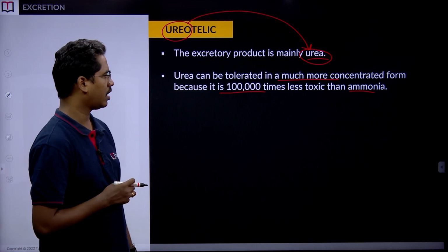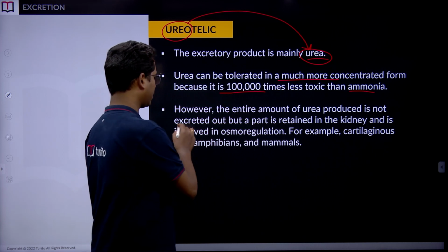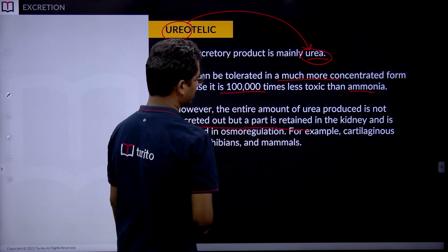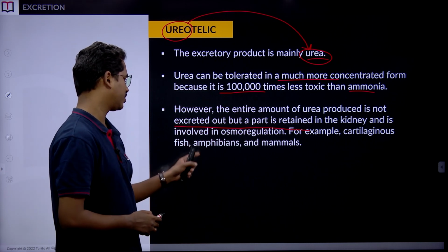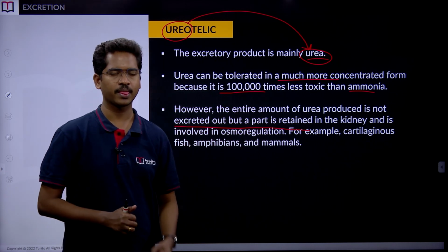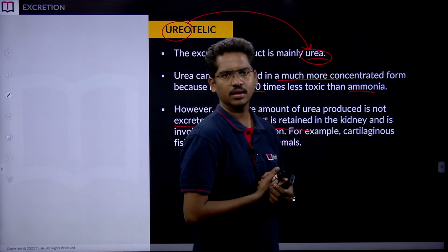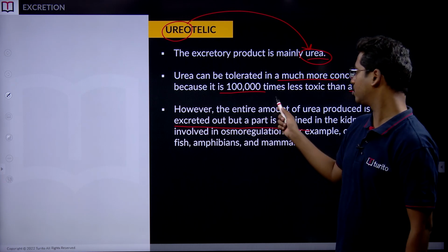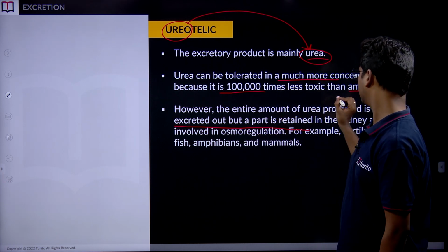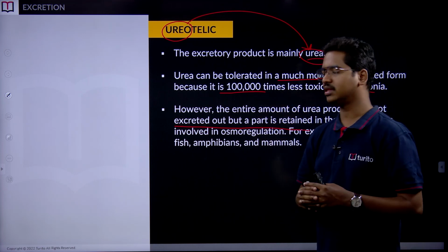In ourselves, the entire amount of urea produced is not excreted out, but a part is retained in the kidneys and is involved in osmoregulation. For example, cartilaginous fishes, amphibians and mammals. Now, even though urea is formed inside the body from various metabolic wastes and has to be removed, you see it is less toxic than ammonia. So, urea is less toxic than ammonia.